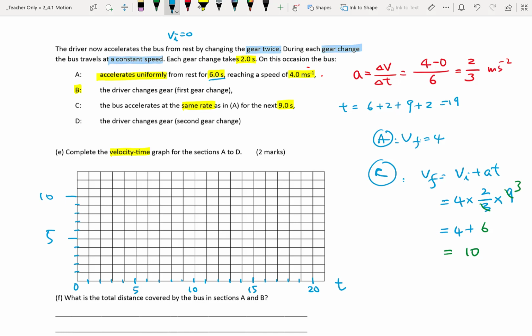So now we can do the picture. For the first 6 seconds it is here, and the speed will be 4, so it will be here. So this is accelerating, and then later they change gears. So this is A and this is B. And then another 9 seconds from 9. Oh, sorry, I made a mistake. Okay, one more time.